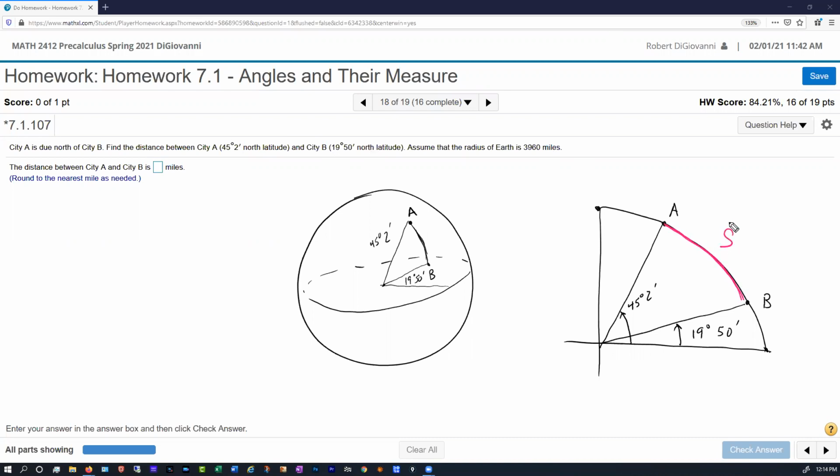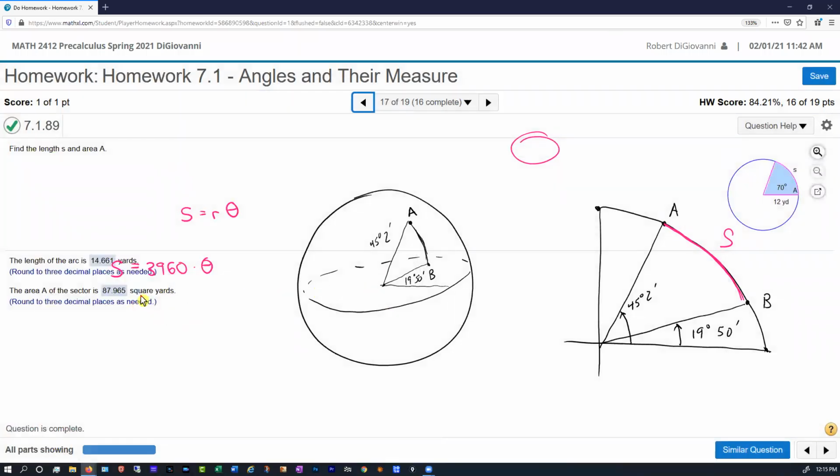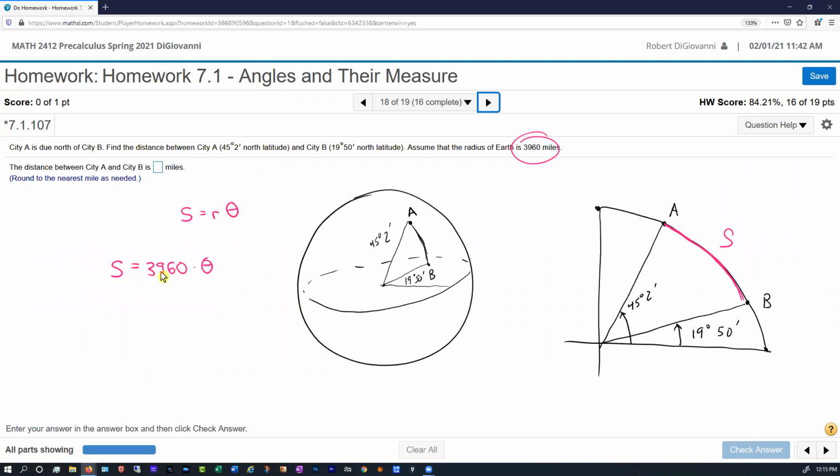We can call that S, and we know that S is equal to R theta. We need the radius of the Earth, which they give us, so S is equal to 3960 times theta. Everything here is measured in miles. I forgot to tell you in the last problem that our answer was square yards for area and yards for length. Sorry, I forgot to mention that. Here our answer is a distance, so it should be in miles. We still need to figure out what theta is.